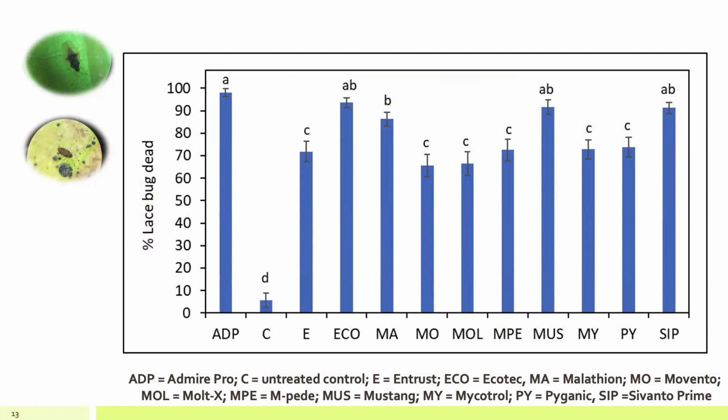On average across the 4 sampling times, it seemed like Admire Pro, Ecotech, Mustang, and Sivanto Prime were most promising in causing a higher percent of ALB deaths on the leaves. But you did have some of the other products still getting at least 70% control, or 70% dead, after application.